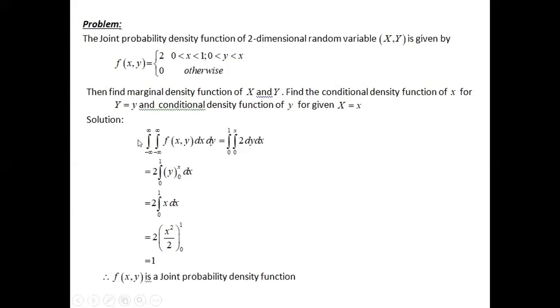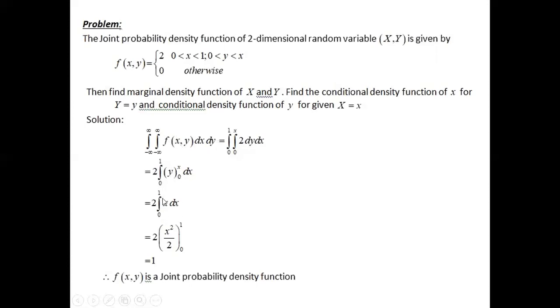Now we have the integration from minus infinity to plus infinity, minus infinity to plus infinity, of f(x, y) dx dy, where f(x, y) is the probability density function. Then the integration from 0 to 1, 0 to x, of f(x, y) equal to 2 dy dx. So 2 times the integration of y from 0 to x dx.